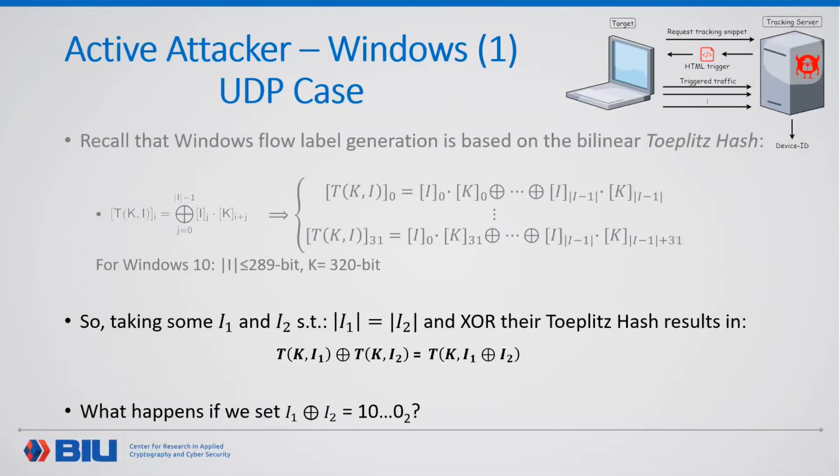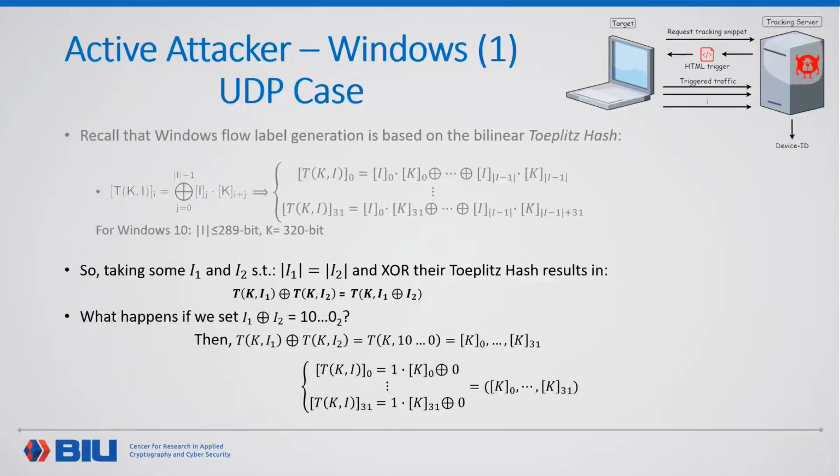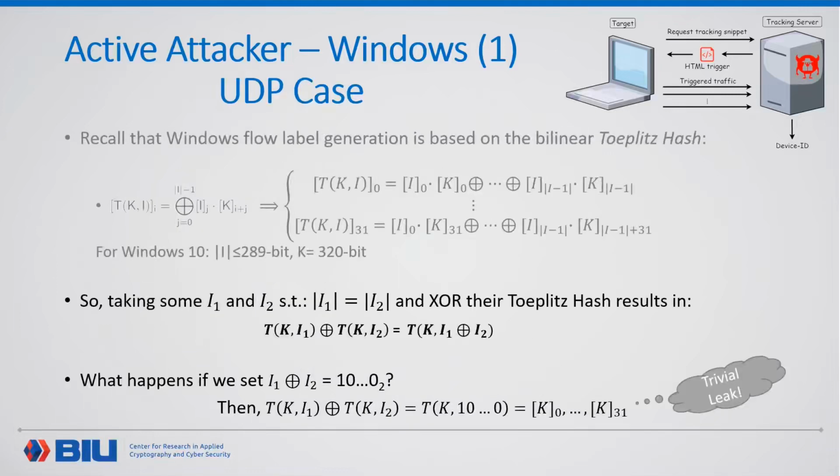Now, what happens if we set the XOR of these two equal size inputs to be 1 followed by zeros? We get that this is the same as a Toeplitz hash on 1 followed by zeros, which results, by definition, in the key bits as follows. Here we can see that it follows by definition by just setting the input to be 1 followed by zeros. But this is a trivial leak of the key bits.